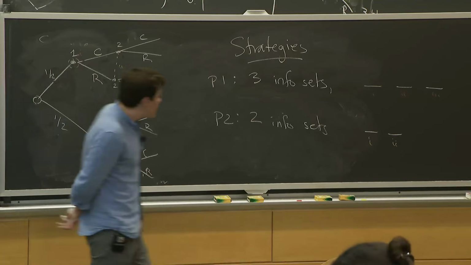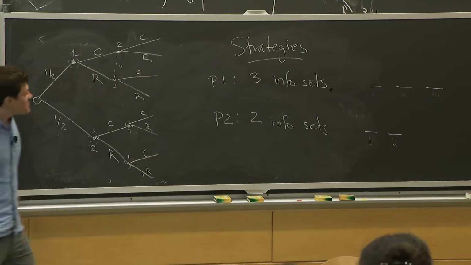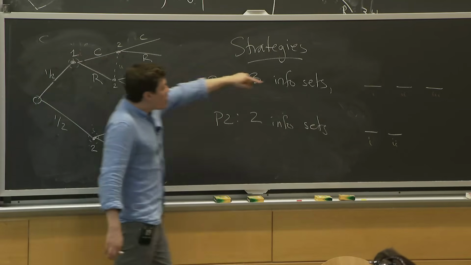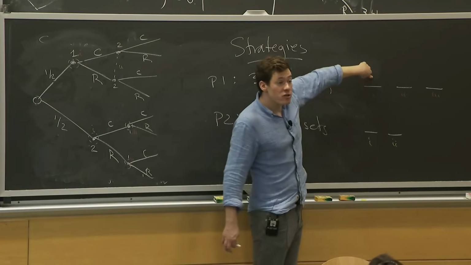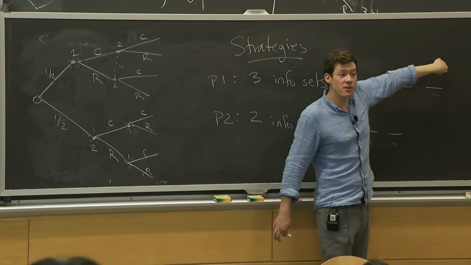So now let's fill this in. We can just give an example. So we have 3 information sets. To specify a strategy, we just have to put Celtics or Red Sox here, Celtics or Red Sox here, and Celtics or Red Sox here.